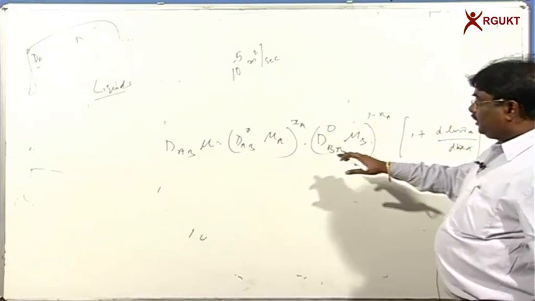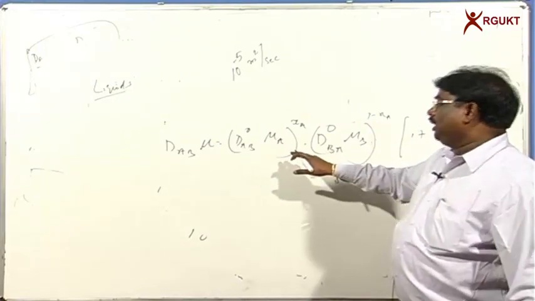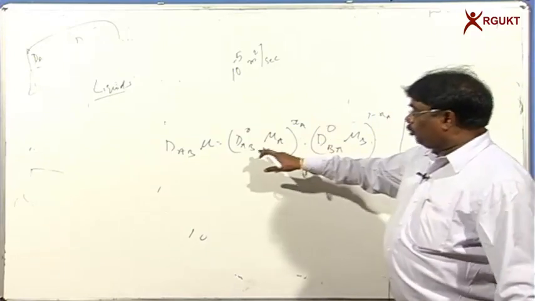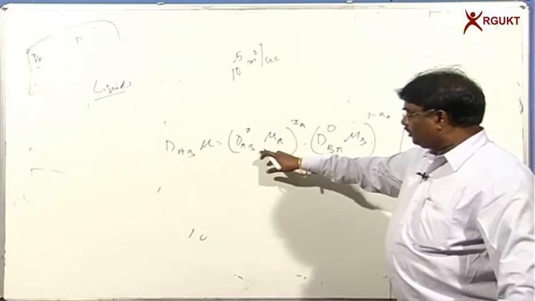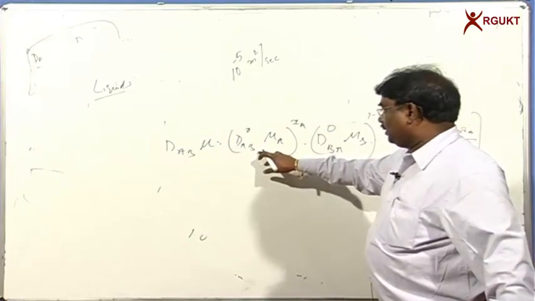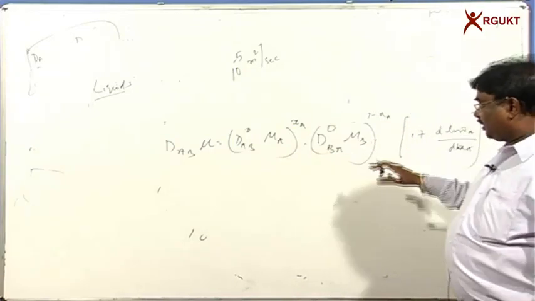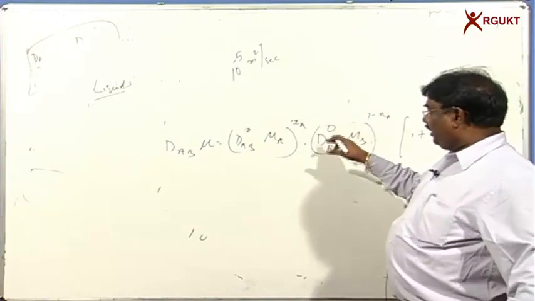So this is the expression that one can use for the estimation of diffusion coefficients of A and B, where the concentrations of A and B are appreciable. To do that you need the diffusion coefficients at infinite dilutions, that is D_AB naught, D_BA naught, and the viscosity of A as well as the viscosity of B, and X_A and X_B are the mole fractions in the solution.